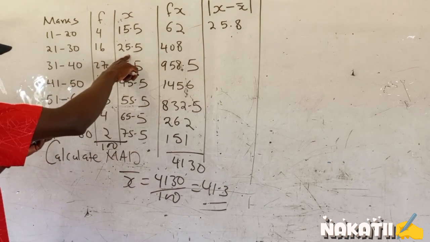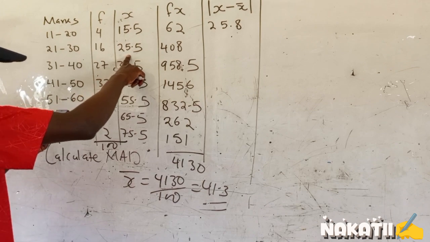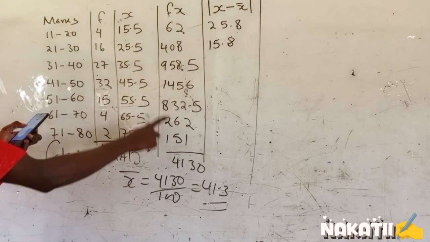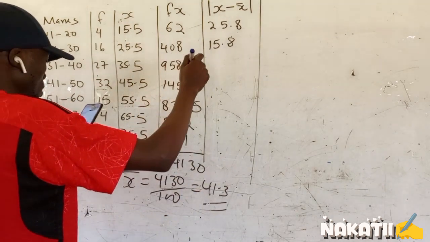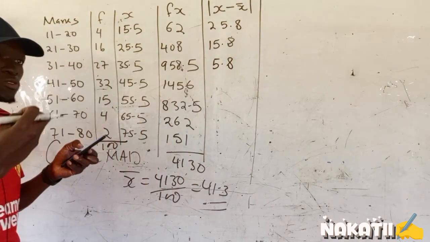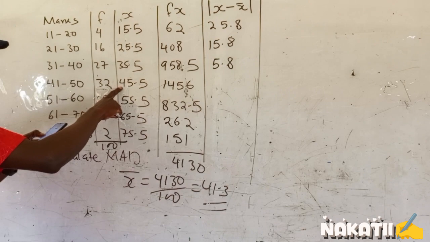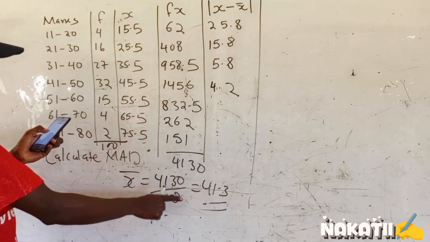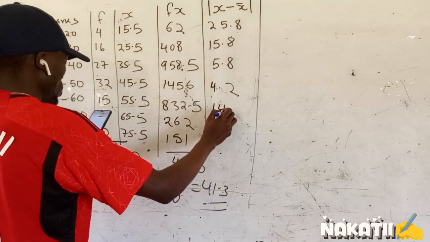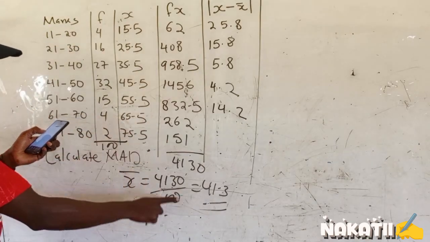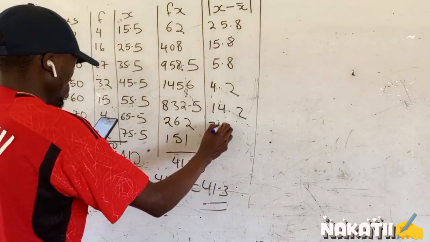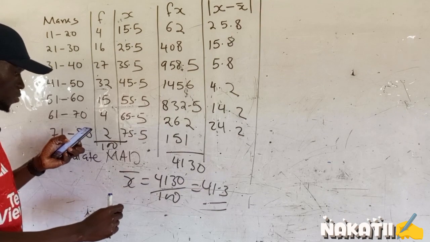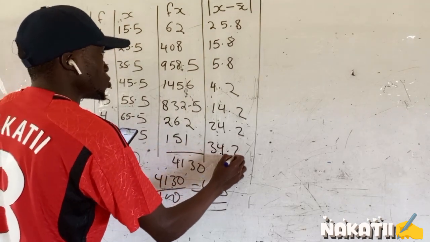Then 25.5 minus 41.3 gives 15.8. When you take 35.5 minus 41.3, you get 5.8. You take absolute values, you ignore the negative. If you take 45.5 minus 41.3, you get 4.2. 55.5 minus 41.3 gives 14.2. Then 65.5 minus 41.3 gives 24.2. Lastly, 75.5 minus 41.3 gives 34.2.